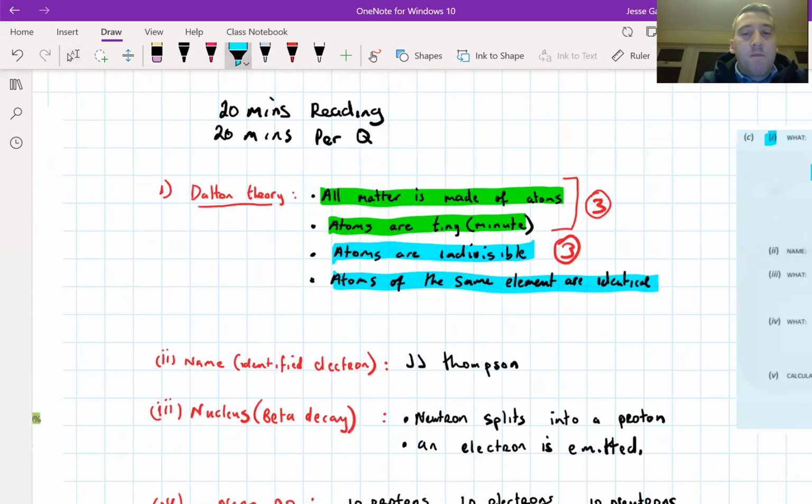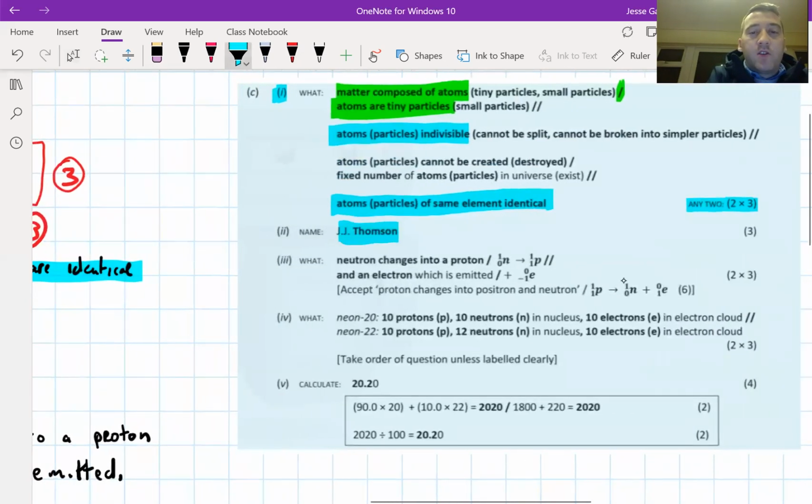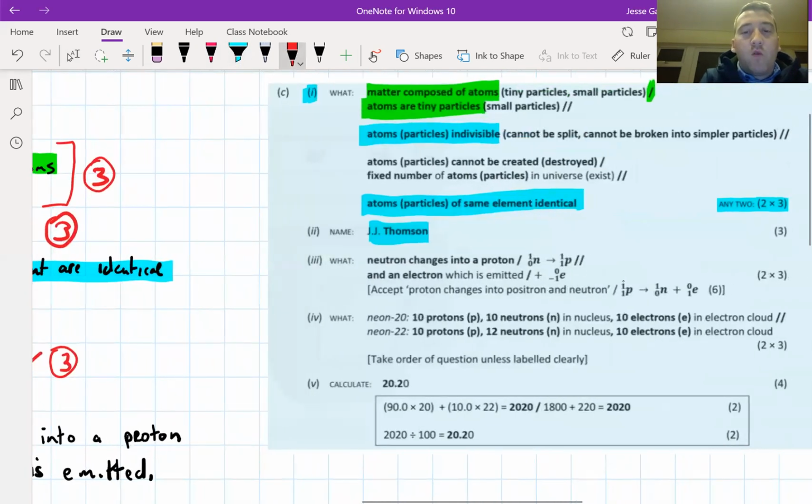We have to name who identified the electron. So here we see the correct answer, J.J. Thomson, and we have J.J. Thomson. So that's an easy one. That's correct, 3 marks. Next one, what happens in the nucleus when a nucleus undergoes beta decay?